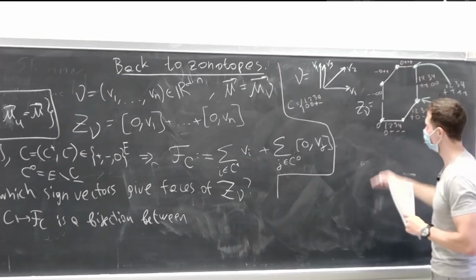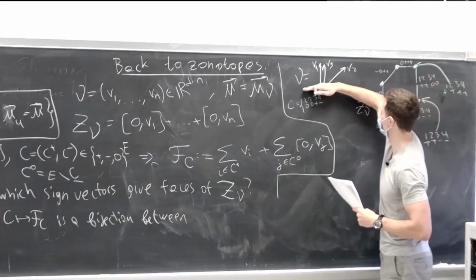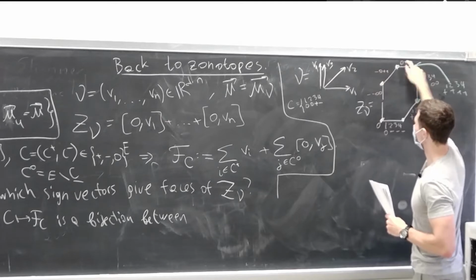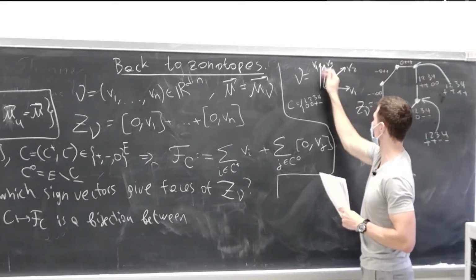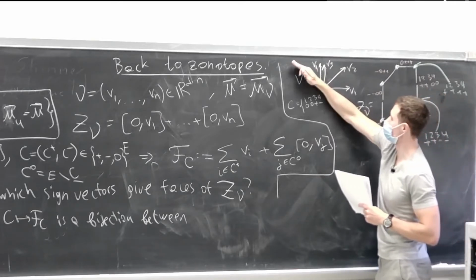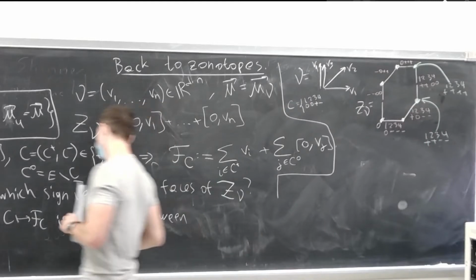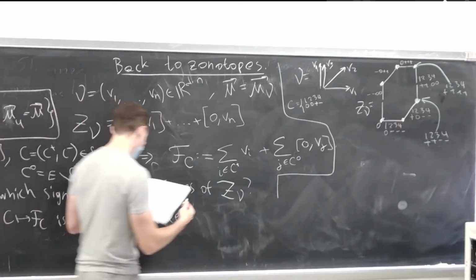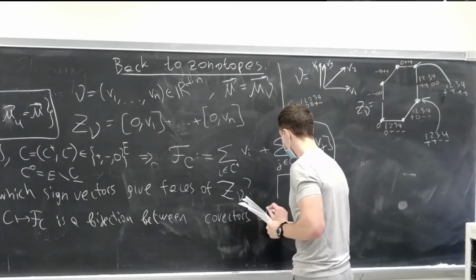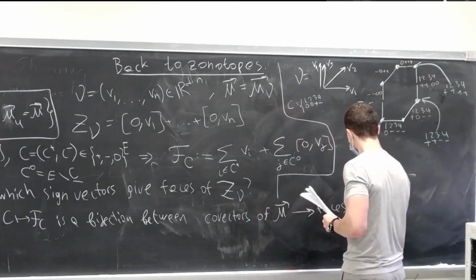What is a covector? You choose some hyperplane, and then you look at which vectors are on which side of that hyperplane. If I draw a hyperplane here, 2, 3, 4 are going to be plus and 1 is going to be 0. So that's this guy. If I draw this hyperplane, then 1 and 2 are going to be plus, and 3 and 4 are going to be 0. That's this guy. And if I draw a generic hyperplane like this, I'm going to get all pluses, etc. So this map is a bijection between covectors of M and all faces of my zonotope.